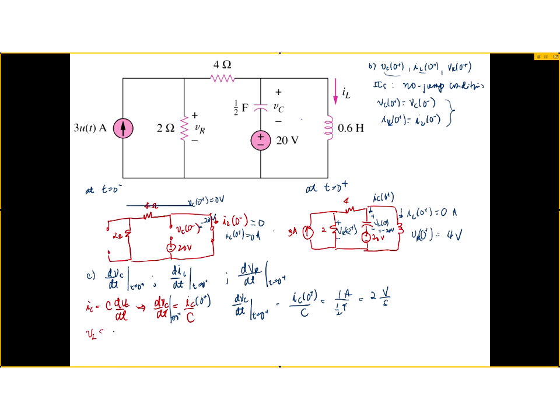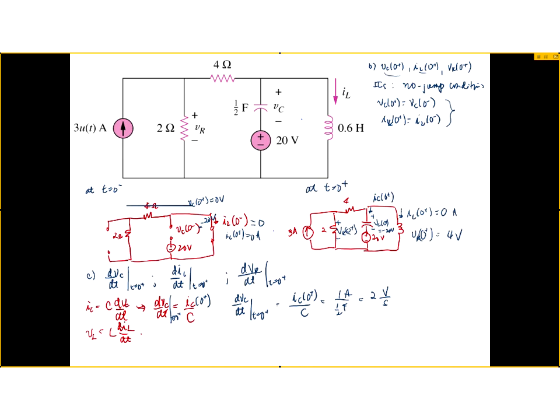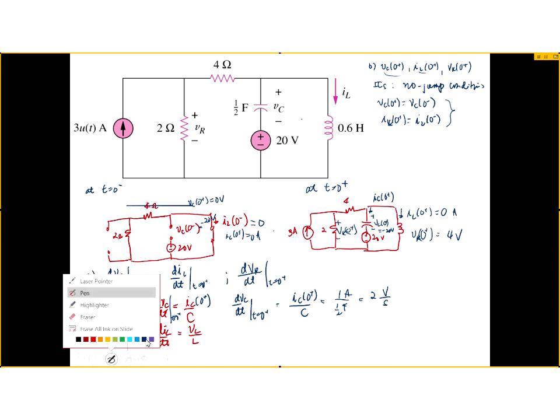Yes. From the definition of an inductor, VL is equal to L dIL/dt. Yes? This is true at any time. So I solve for dIL/dt, which is going to be VL over L. That's true at any time. Therefore, it must be true at t equals 0 also, right?